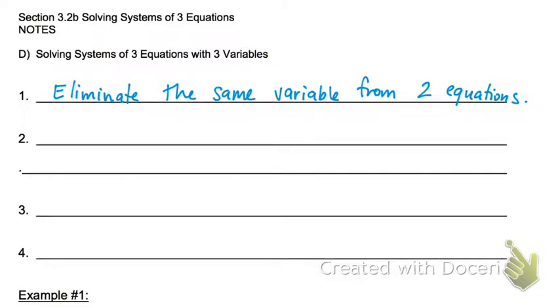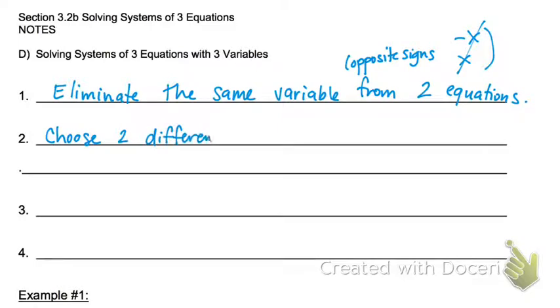So essentially, you're doing elimination for 2 equations on 1 variable. It's the same variable, opposite signs. So like a negative x and a positive x. Then you're going to choose 2 different equations, because you're going to see that there will always be 3. So if you did the first and the second equation, now you can do the second and the third, or the first and the third.